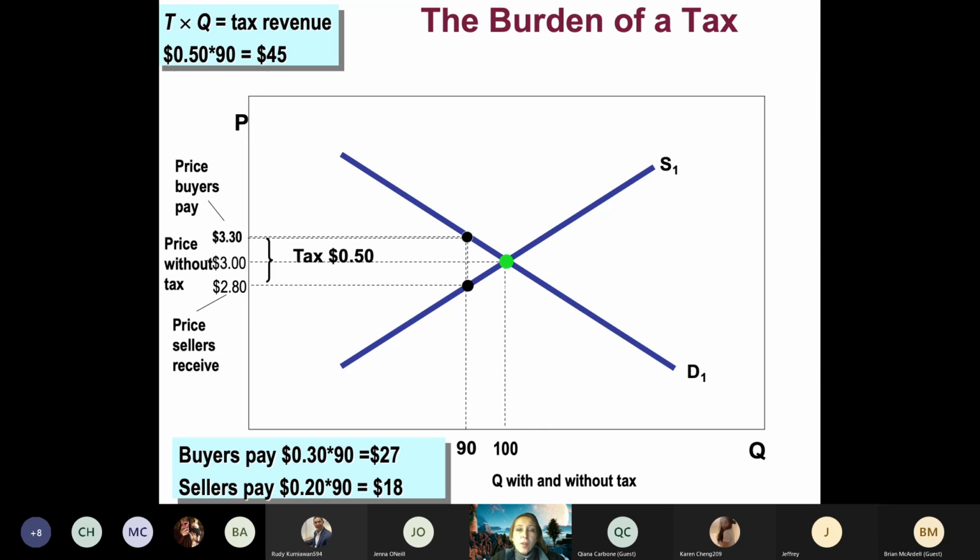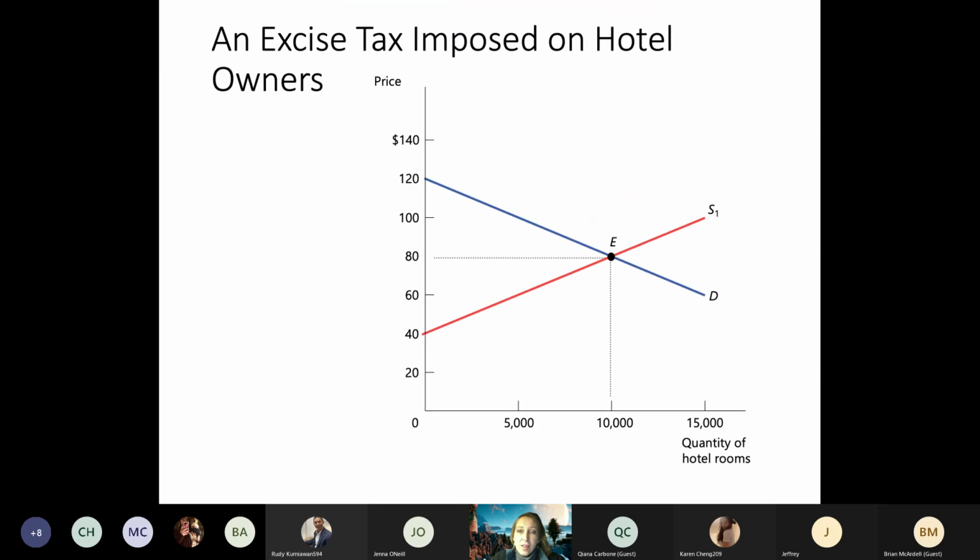What does the portion of the tax depend on? Again, it depends on the shape of the curve. So it does relate to elasticity. I will give another example in a second.